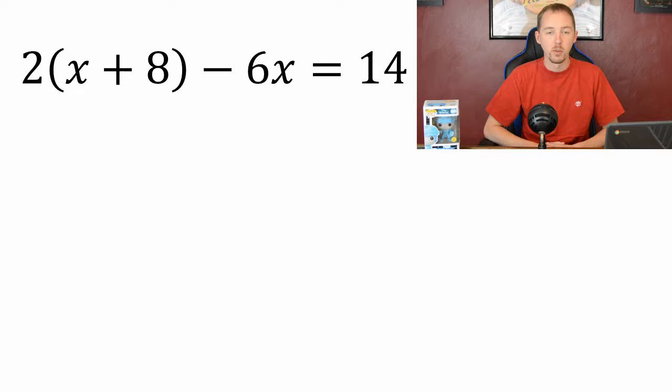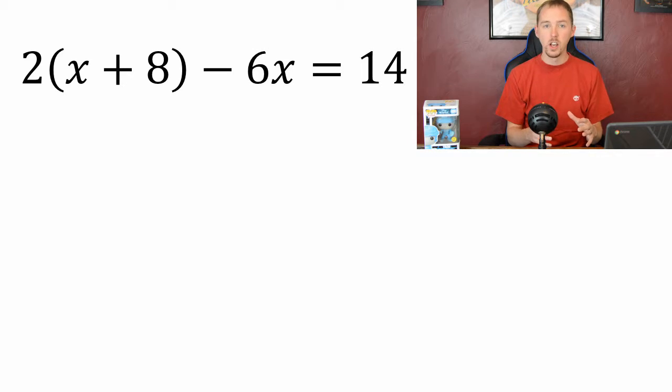So in our next example, we have 2 times the quantity x minus 8 minus 6x equals 14. Now this one works a little bit differently than the last one, because if you'll notice, there is an extra term outside of the parentheses, that minus 6x. And that's actually causing us a little bit of a problem. Now, there are still several ways to go about solving this problem, but the best way I would say is to actually just go ahead and use the distributive property.